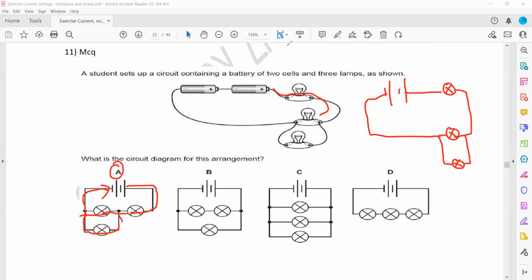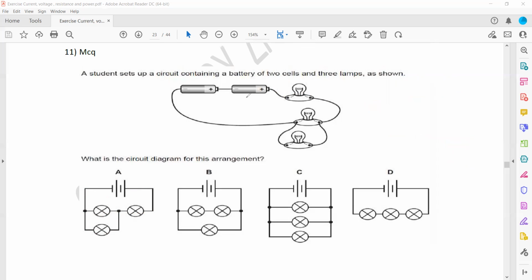What about this one? If this was the right answer, it means that 2 bulbs should be in series, and another in parallel to them. But this bulb is only in parallel to the second. So that's why B is not right, C is not right.